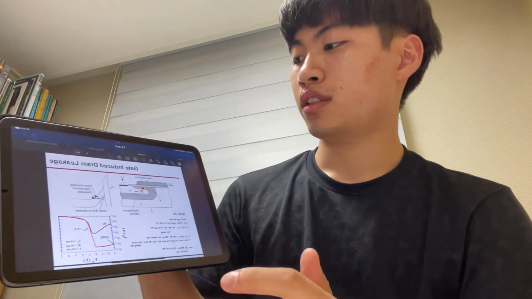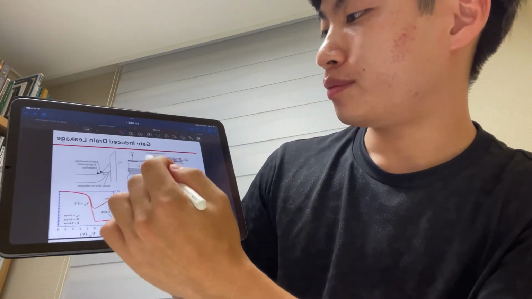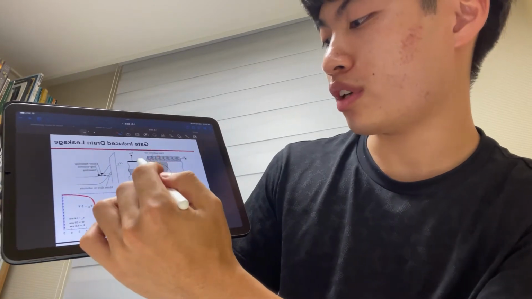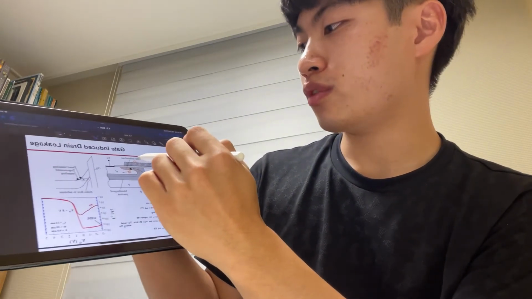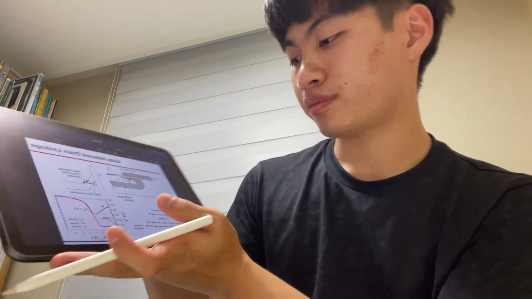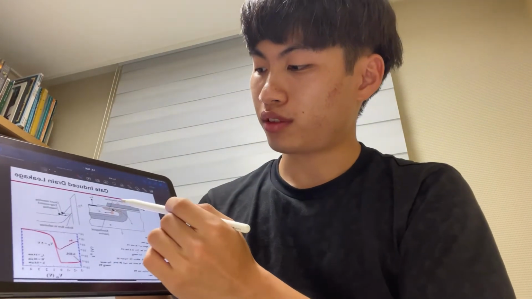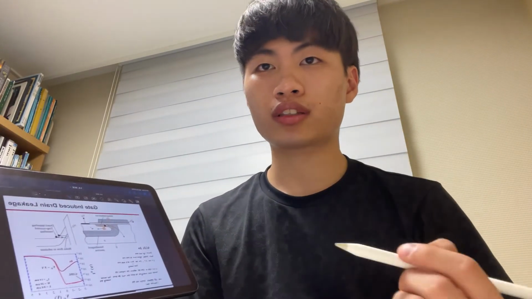And the next effect is the GIDL effect. When we apply a high bias in the drain, the gate will feel that it has a negative bias relatively. So when the channel length is shorter, I said the electric field will be stronger, and by the electric field, electrons can move to another band. So it is called direct tunneling.